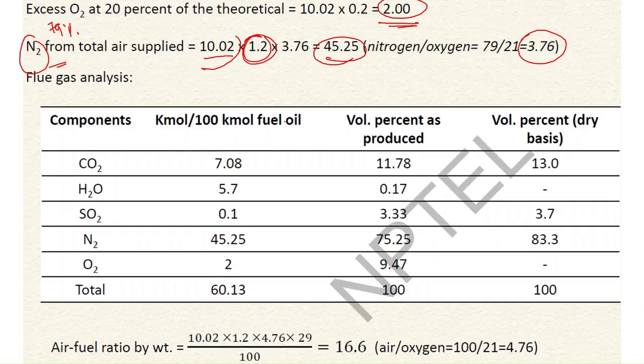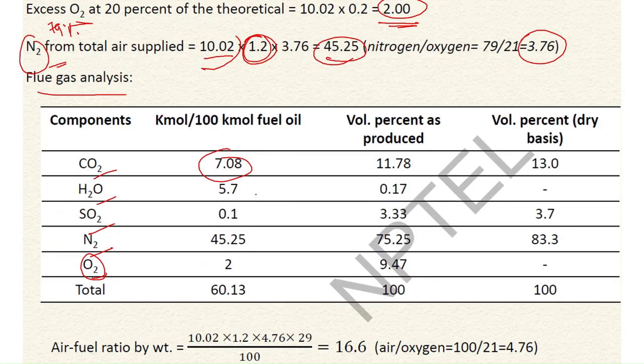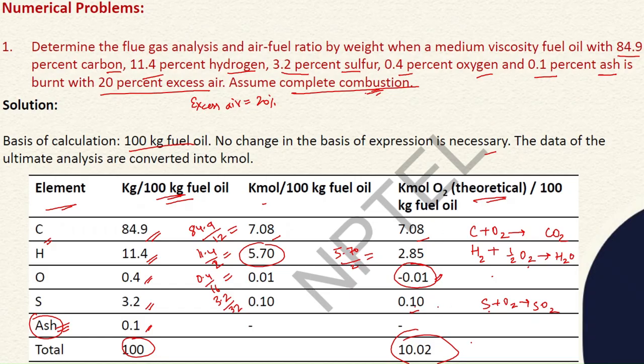Now coming to the flue gas analysis, what components are present in the flue gas? Carbon dioxide is present, then water vapor, sulfur dioxide, then nitrogen from the air, as well as some oxygen since we provided 20% excess oxygen. So these are the components present. These are the moles of carbon dioxide, as we can see here. Then water vapor produced is 5.7.